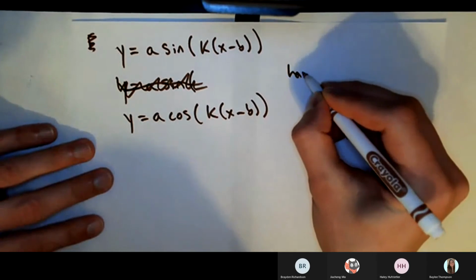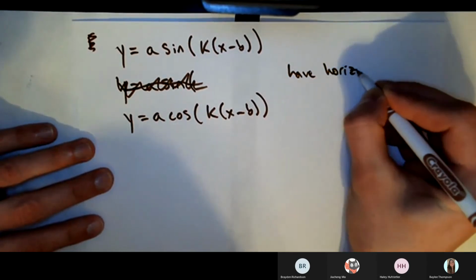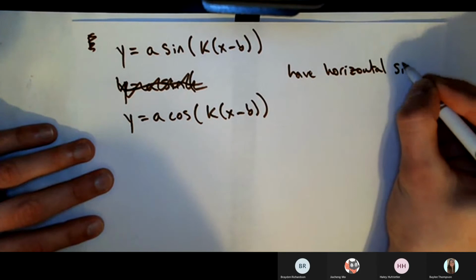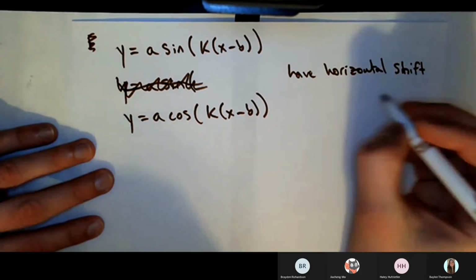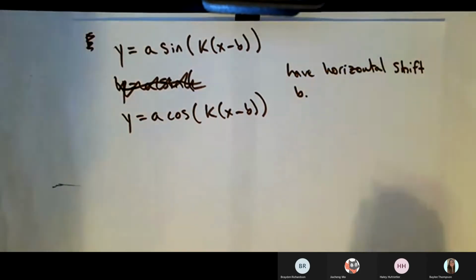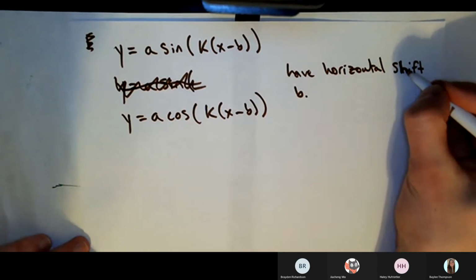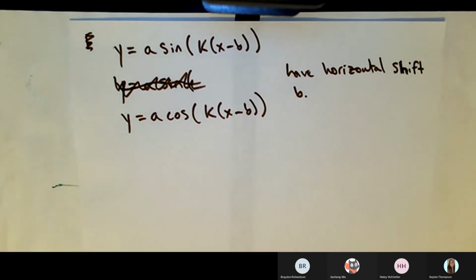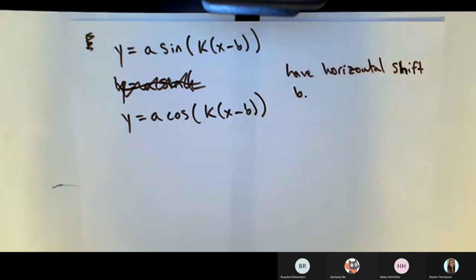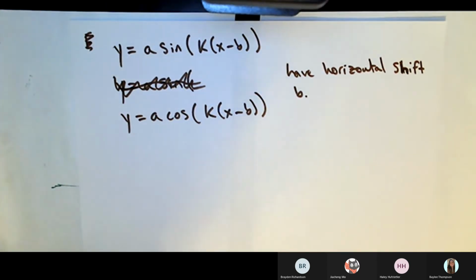These both have horizontal shift b. It's like I pointed out before, where you can shift the sine graph to be a cosine graph by moving it left by pi on 2. Yes, that's right. Or shifting the cosine graph right by pi on 2.